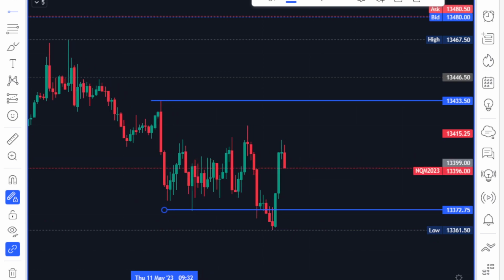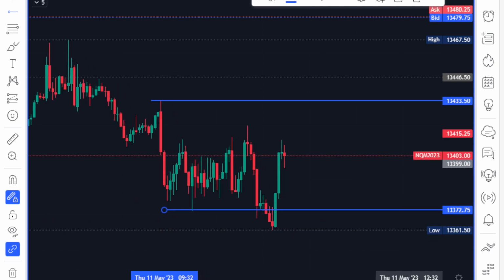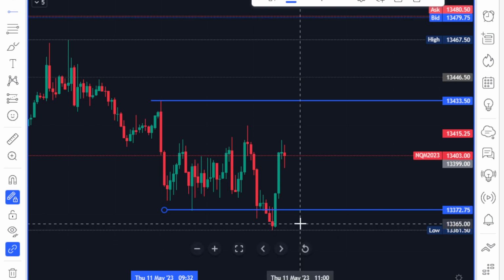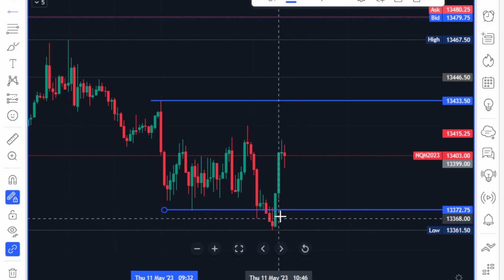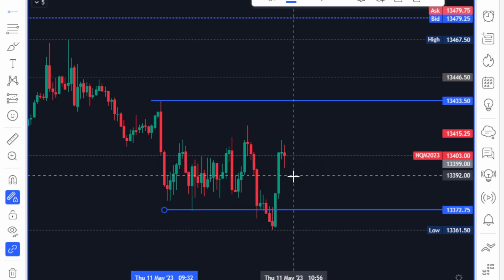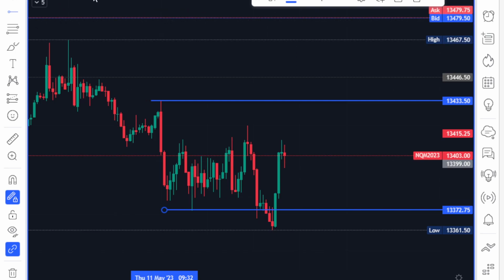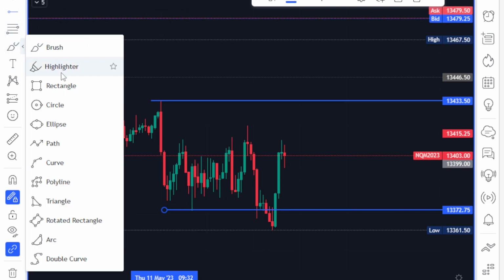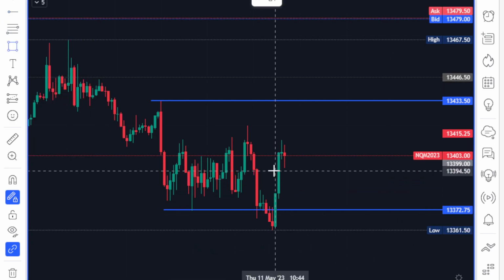Continues lower there for a while. And there we have it. Here we have a market structure shift. And we have a fair value gap here. Let's go ahead and mark out the gap there.